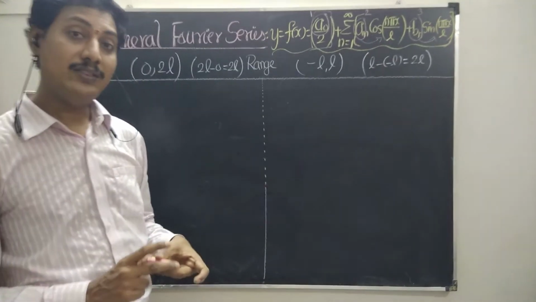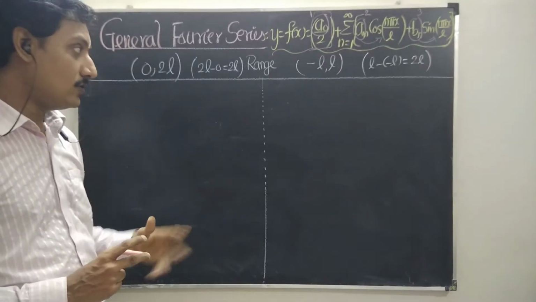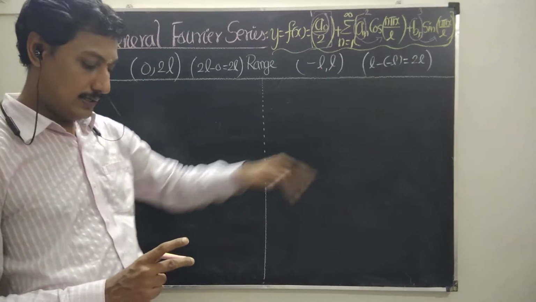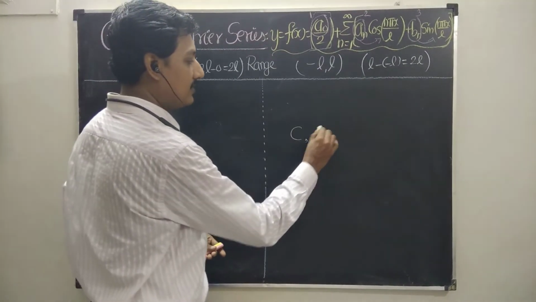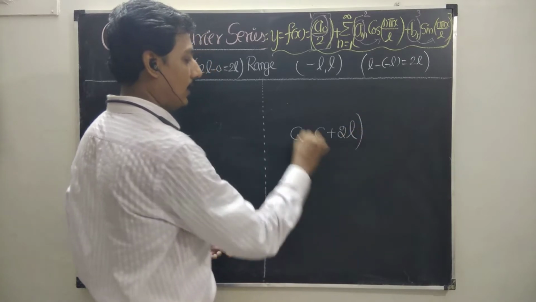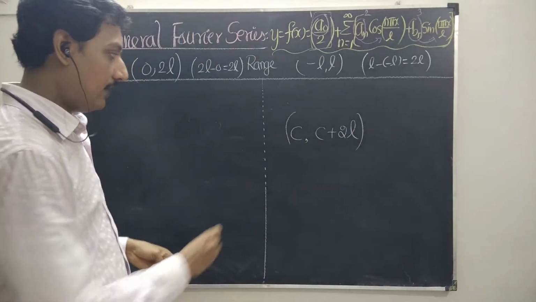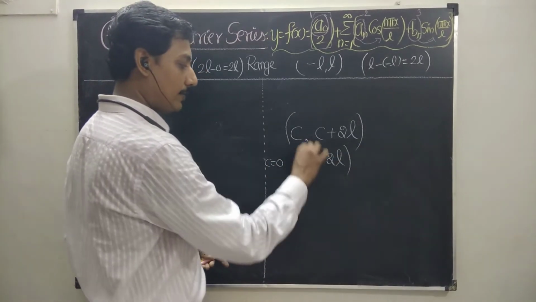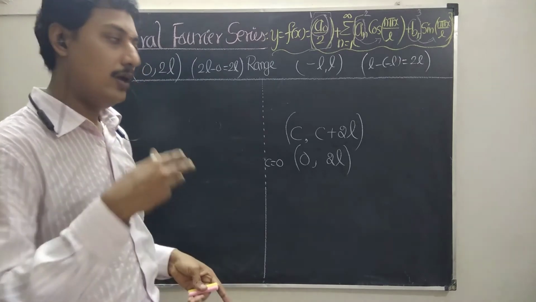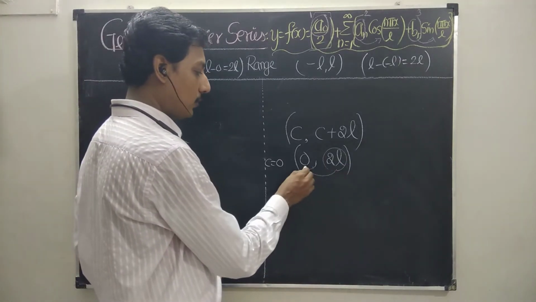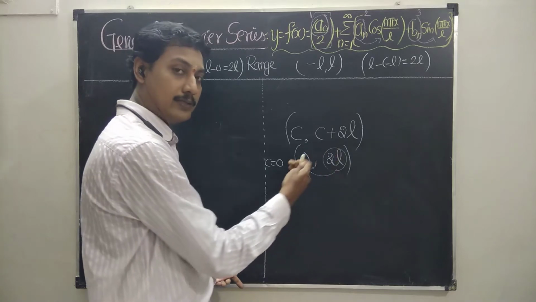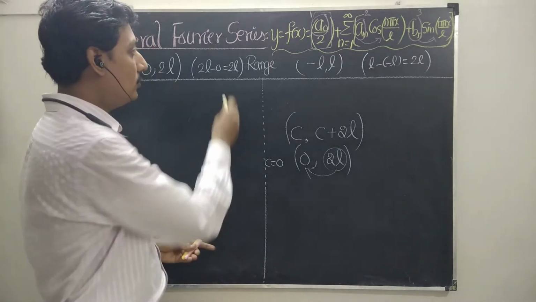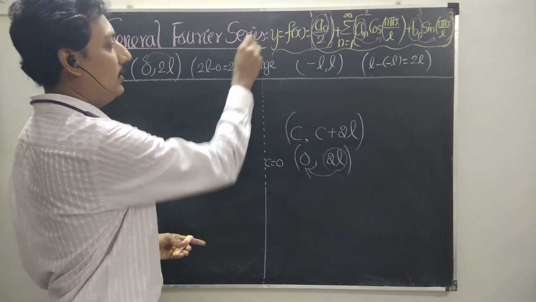I am going to start with the general Fourier series. So the intervals are 0, 2l and minus l, l. In general, the interval is defined as c, c plus 2l, where c is any constant. When I substitute c equal to 0, I get 0, 0 plus 2l, which is 0, 2l. What is meant by range? Range means upper limit minus lower limit, that is the right hand side limit minus the left hand side limit, or the highest value minus the lowest value. So 2l minus 0 is 2l.